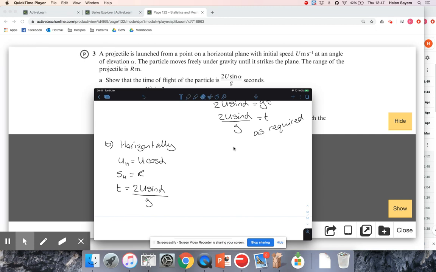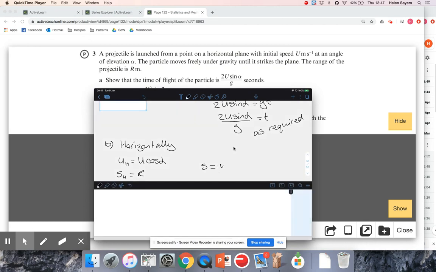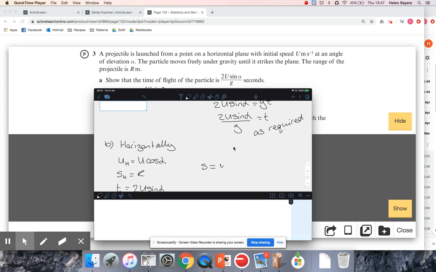Made a bit of a mess of that. Let's write that again. So the horizontal acceleration is 0. So I can use Suvat. Or when I'm working horizontally, I can just say that displacement is velocity times time because that is constant.